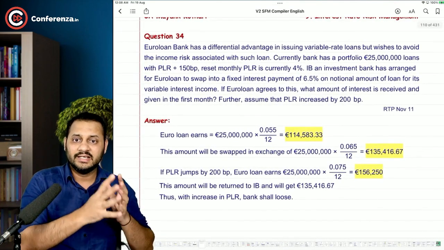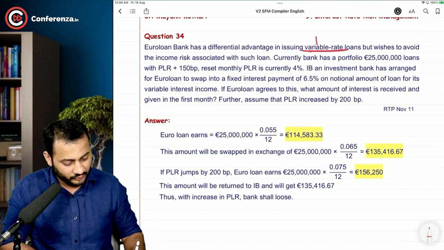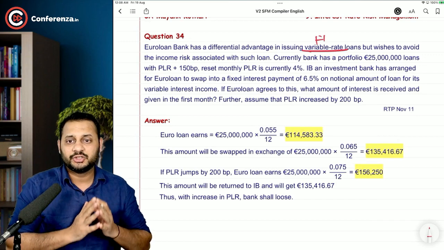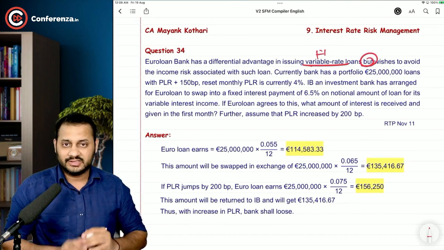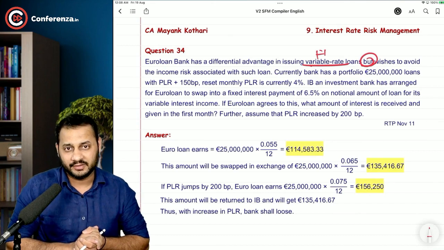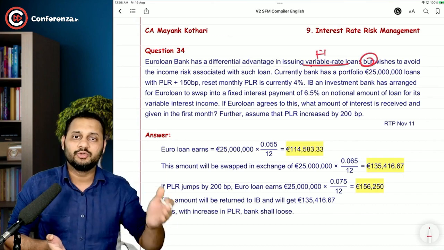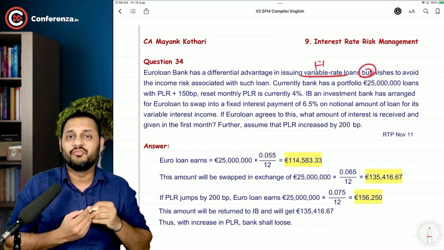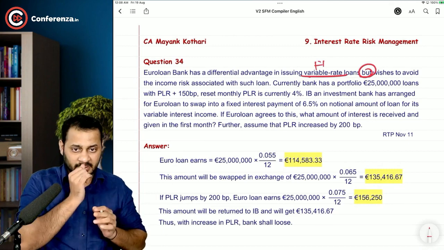Euro loan bank has a differential advantage in issuing variable rate loan. Variable, floating. Variable, which changes. Floating rate is something which changes, but wishes to avoid the income risk associated with such loan. But see, when this word but is included, that means there is a possibility of swap gain, because he has an advantage in the floating rate, but he wants to avoid the income risk associated with such loan. That means he wants to shift to fixed rate. He has an advantage in floating, he wants to shift to fixed. Yes, possible. The gain is possible.